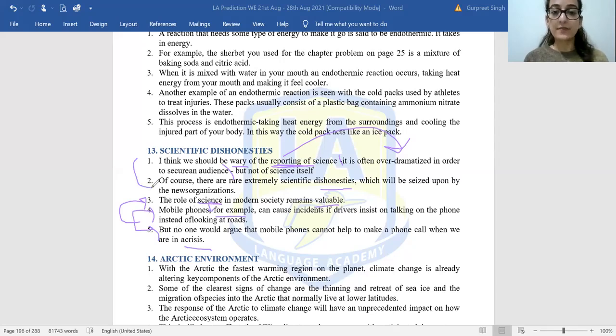First and second, reporting of science is broader than giving honest or dishonest reporting. And then talking about role of science, why is it valuable? Then we are given the reasons. And obviously the example starts with this sentence number 4. So it comes first and it continues with but. So the but one comes later on. Got it?